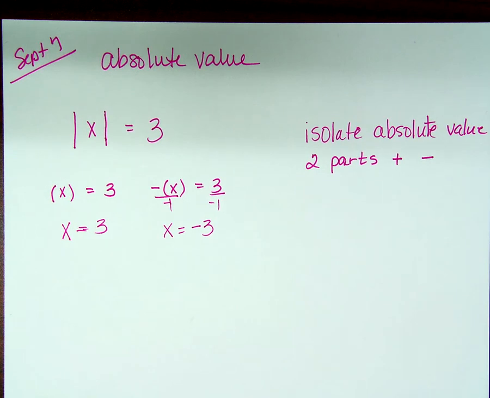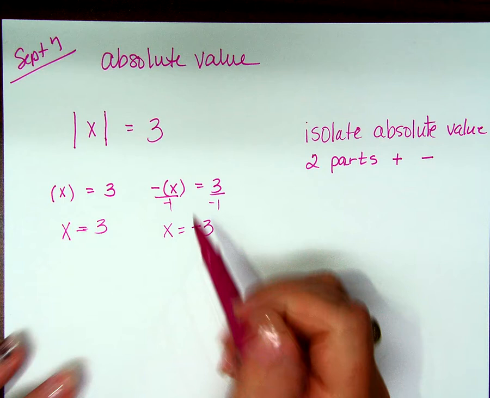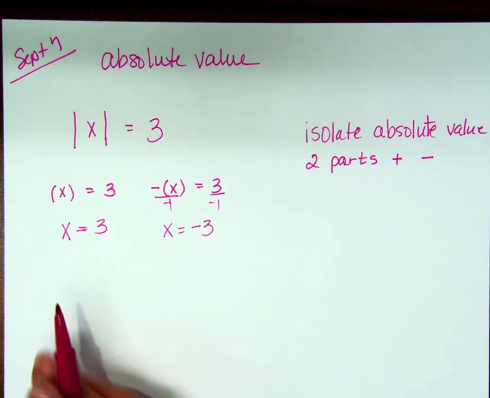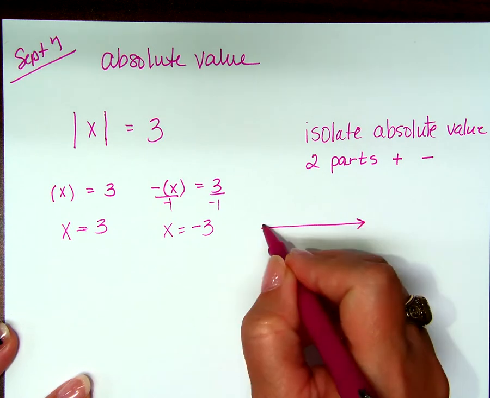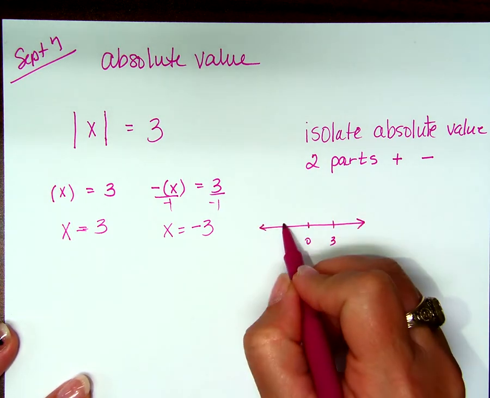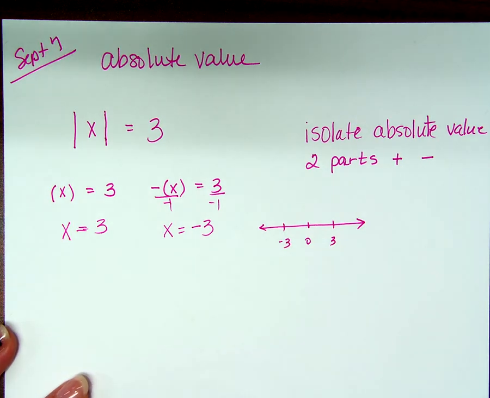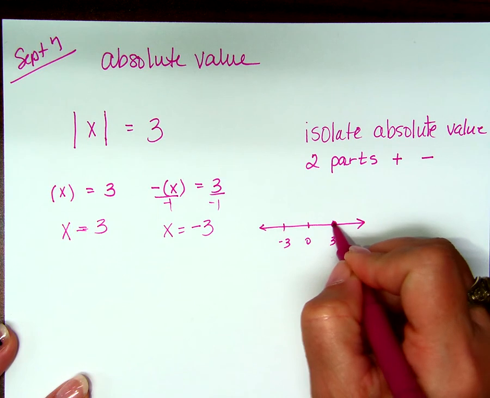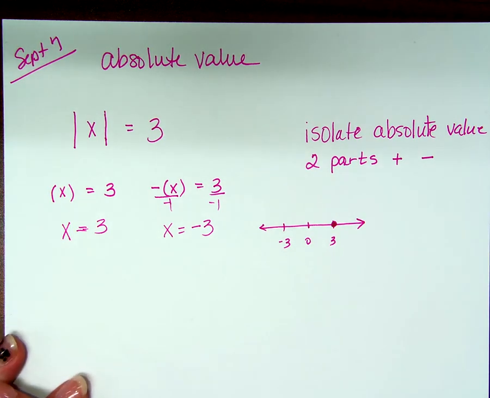On your homework today, you're also going to be asked to graph the answer. At first that seems like, what? Except you realize there's only an x, there's no y's, so we're not graphing it on a coordinate plane, we're graphing it on a number line. Well, there's 0, there's 3, there's -3. Where's an answer? At 3, right? There's an answer. Where's the other answer? -3. Done.